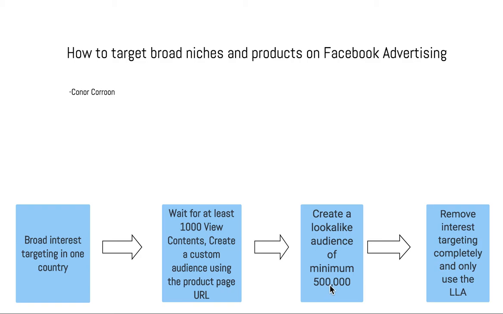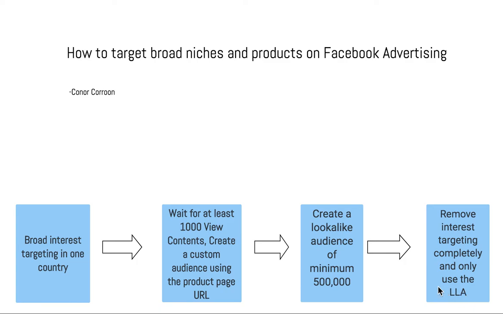So once we have that lookalike audience built up, we will then drop the ad sets that use the broad interest targeting. We set it up here. We'll drop them because the plan is when we have this lookalike audience built from 1,000 view contents, we should start getting much better metrics, much cheaper clicks, much cheaper view contents, and hopefully much cheaper purchases. So from then on, we only use the lookalike audience.